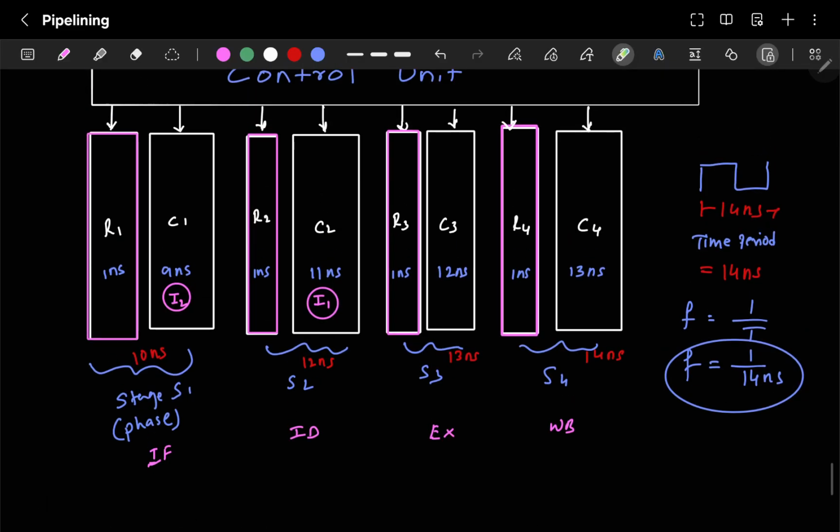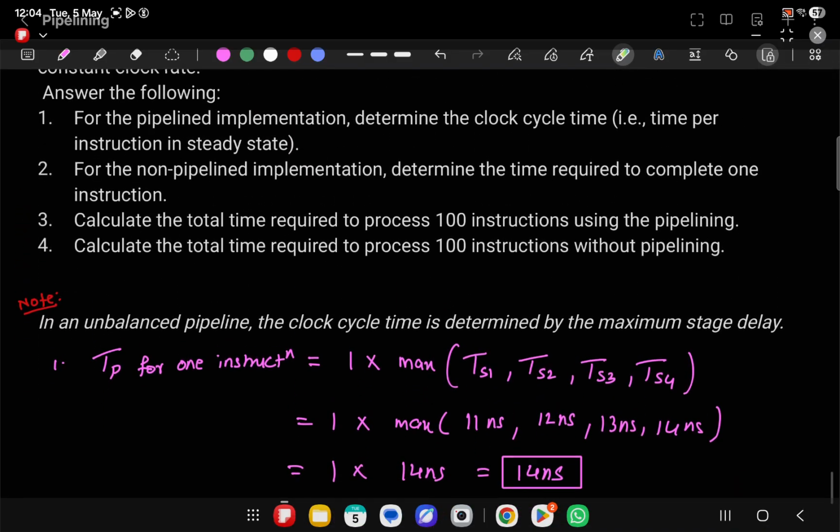So when we are not considering pipelining, then you remove these registers. All these registers will be removed. Why? Because we introduced registers because of pipelining only. So when you are not using pipelining, you just remove these registers. That's it. Then you just sum up all the delays of all the combinational circuits. Then that is the total time taken without pipelining.